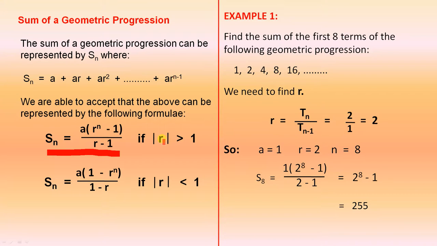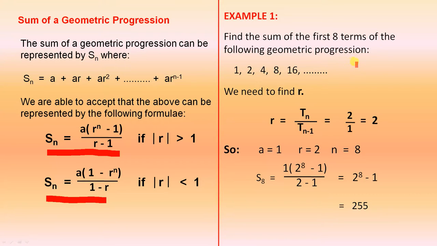If the absolute value of r is greater than 1, use this formula here. We use the second formula, which is this one, if the absolute value of r is less than 1. Now the reason we do that is it just makes our calculations easier if we do it that way. I've got some examples here to illustrate.